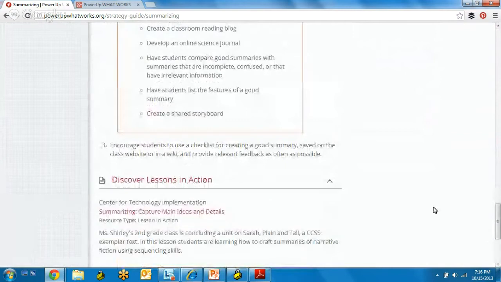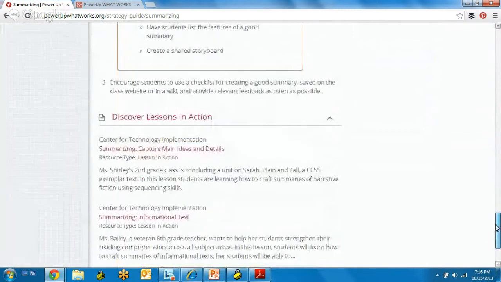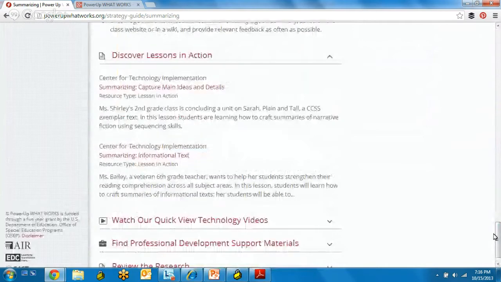So what we try to do is not only provide those instructional strategies, but also to have an image of what it might look like in a classroom. So let's go to the one on summarizing informational text. This one about Mrs. Bailey, who is a sixth grade teacher. I don't know if any of you out there are sixth grade teachers or in the upper elementary or the middle schools. So let's look at Mrs. Bailey's lesson in action. If you could open that, Elise.